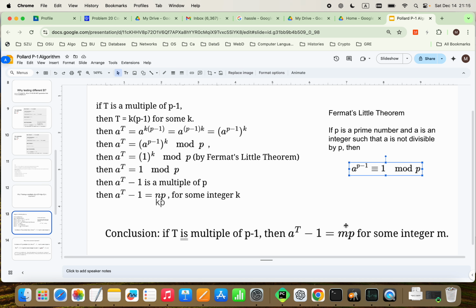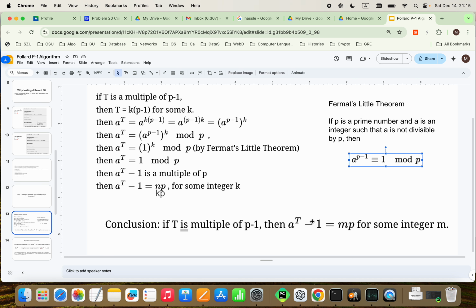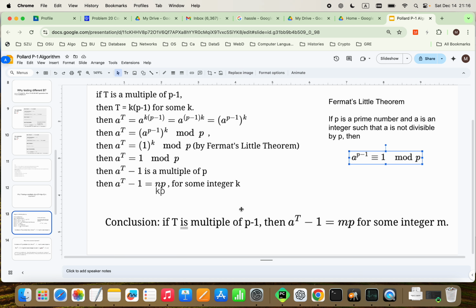Okay, this is very important. You have to remember it. Maybe you just repeat it a few times so you can remember it. So if t is a multiple of p minus 1, then a to the t minus 1 is a multiple of p. Why is this important? Why do we want to have such a value?